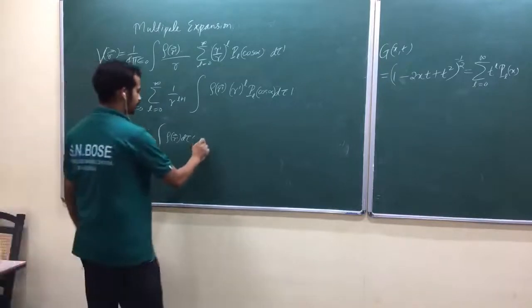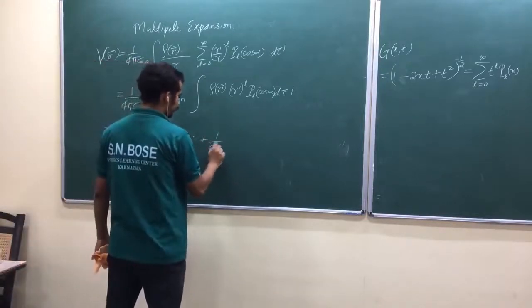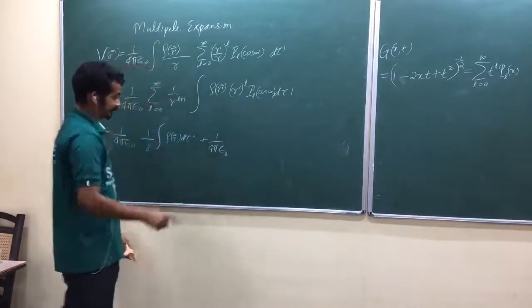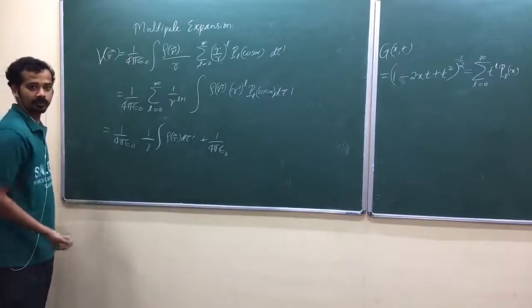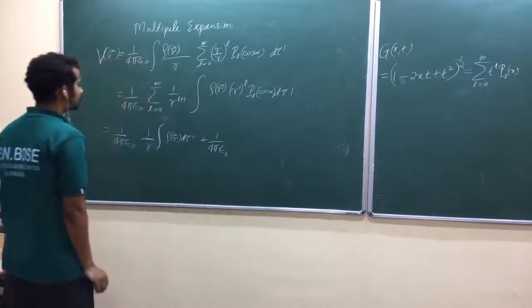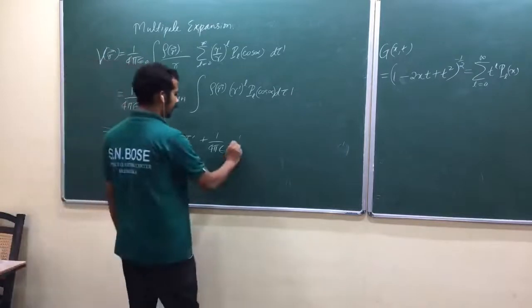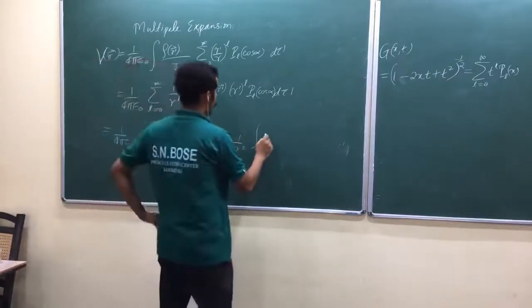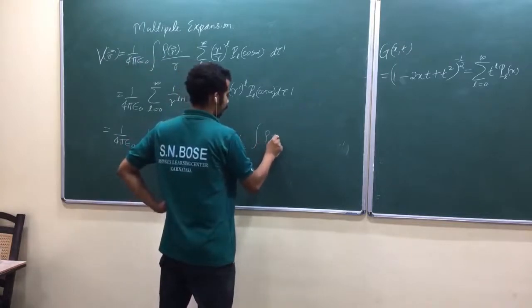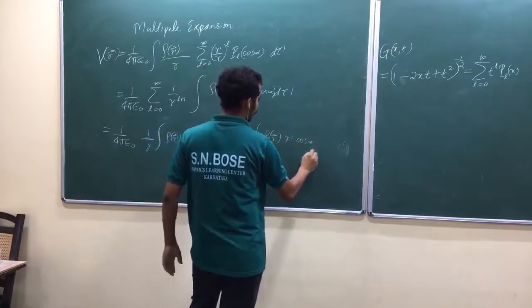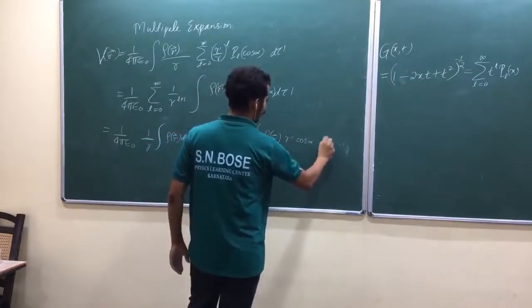So shall I write the next term? We write actually only 2 terms. Okay? The next term, we can write that one, that would be a little lengthy to work out again. Okay, L is equal to 1. What is L is equal to 1? Then 1 by R square integral of rho of R prime into cos alpha d tau prime.